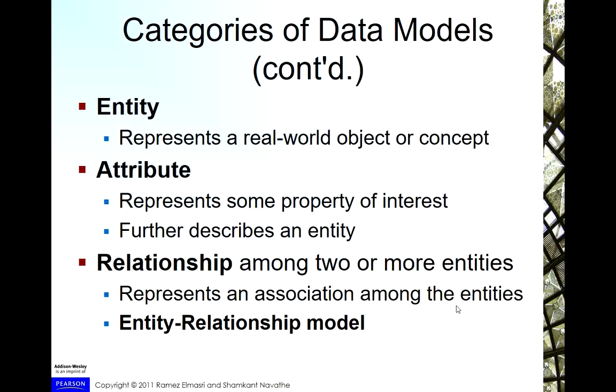We can call them properties. We can call them characteristics. All of them serve the same objective, which is a description of these entities. Also, relationship among two or more entities, which represents some sort of association among entities, that is, the relationship between entities.